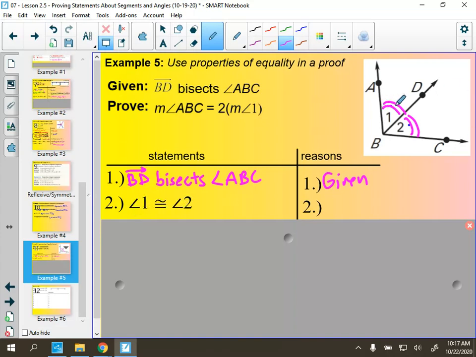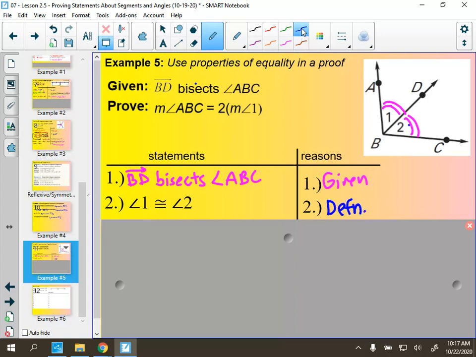Now I already marked that. I already marked with arcs angle 1 congruent to angle 2. How did I know to do that? I got to think back. What told me that it was okay to put those markings on there? This one word right here. We said, oh yeah, I know what bisects means. It means to cut something in half. So I literally applied the definition.